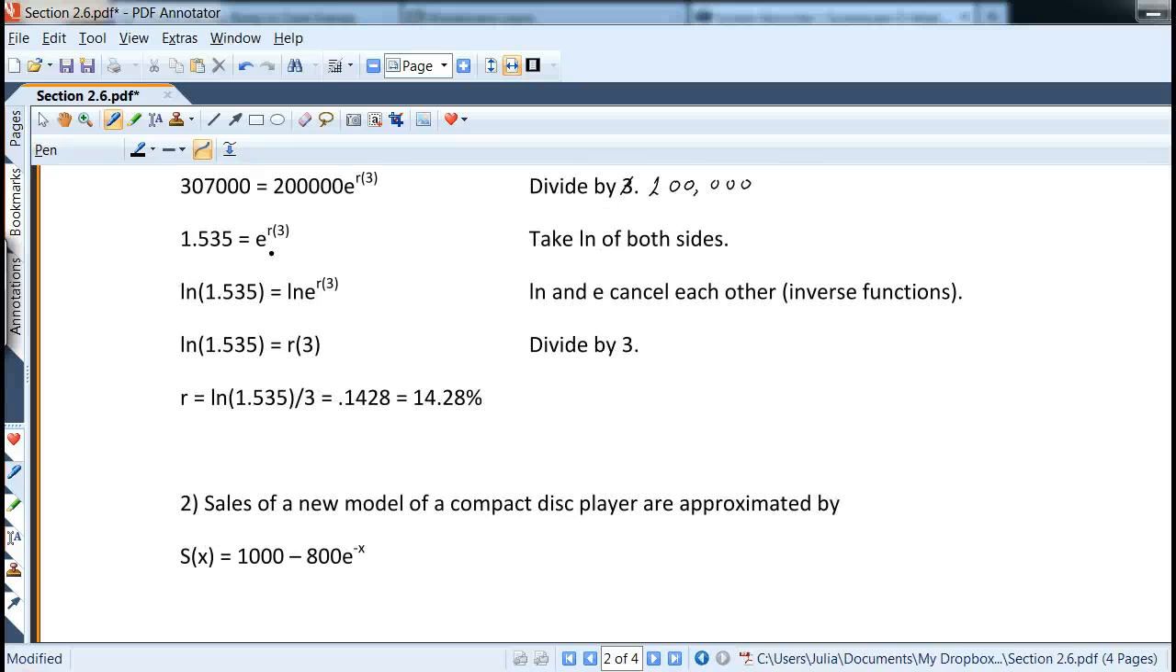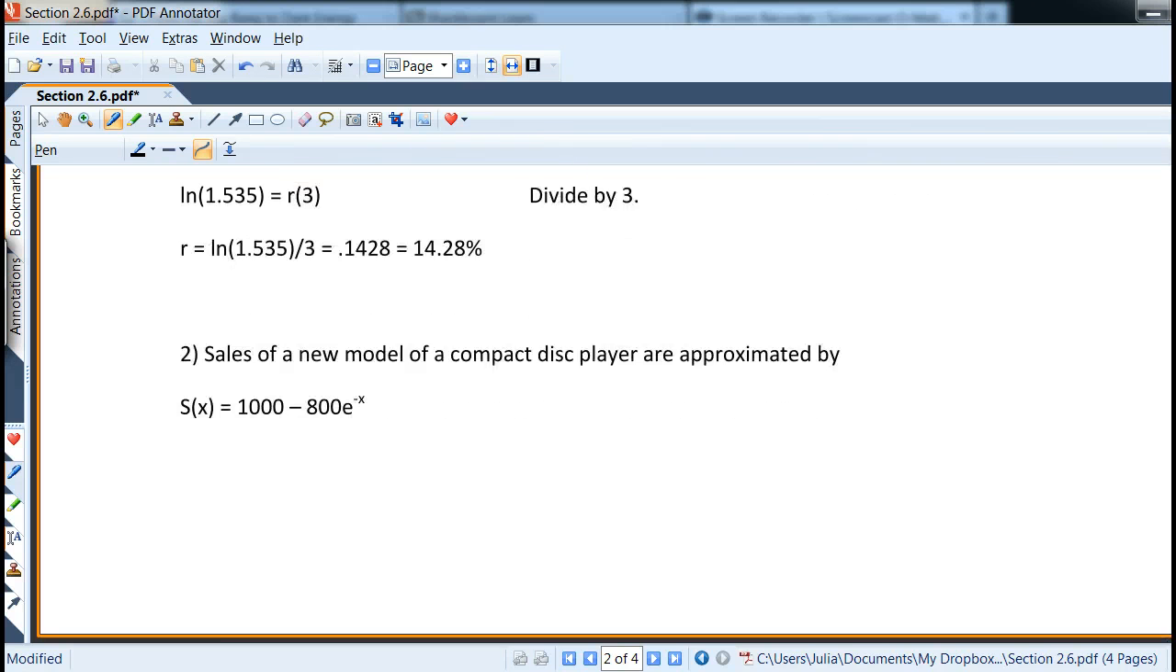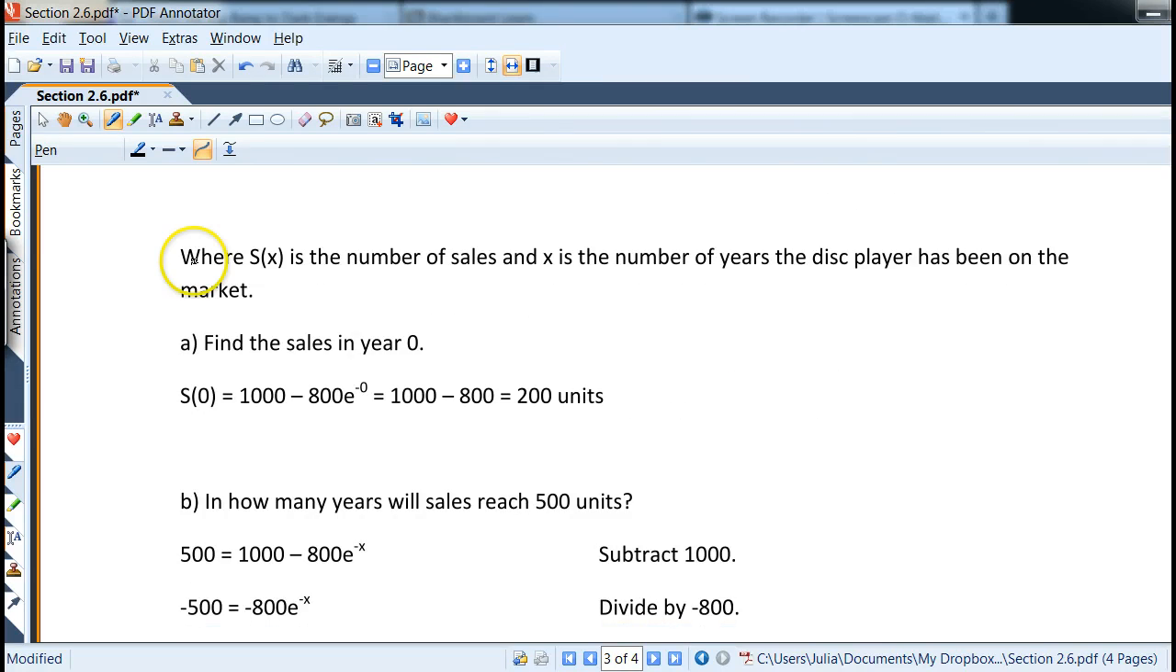So they need a little bit more than $200,000 to deposit in order to come up with the money in 3 years. Here's another situation. What if we know the sales of a new model of compact disc players? Well, that's going way back in time, I suppose. So here is S of x equals 1000 minus 800 e to the negative x power, where S of x is the number of sales in units, and x is the number of years the disc player has been on the market. So find the sales in year 0, or the initial amount, I suppose.